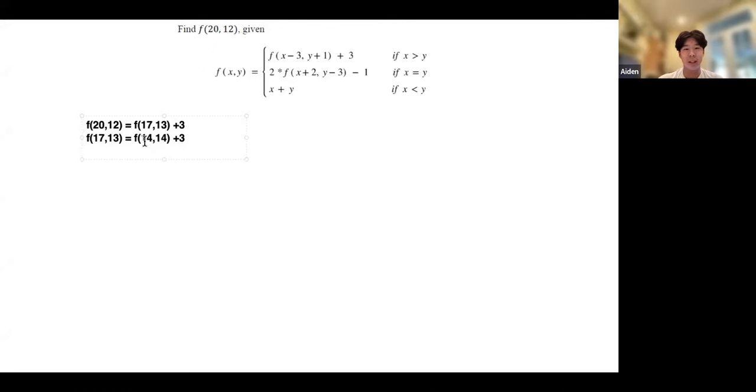So now if we look at it, 14 and 14, same number. So x is equal to y, which is how we get, so since x is equal to y, now we use the second equation, which is 2 times f of x plus 2, which is 16, and then y minus 3, which is 11. 16, 11 qualifies for the first equation again, so we're going back up to the top.